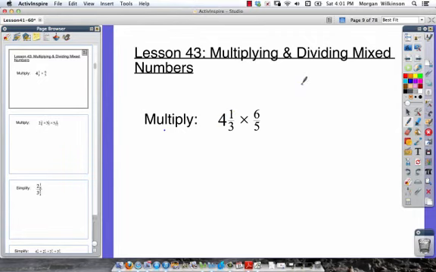Okay, let's write that out. Turn mixed numbers into improper fractions. Whenever you do a problem where you multiply or divide mixed numbers, if you follow this pattern, it's going to make it a whole lot easier to solve. And that's the way we're going to do it when we're working through these problems today.